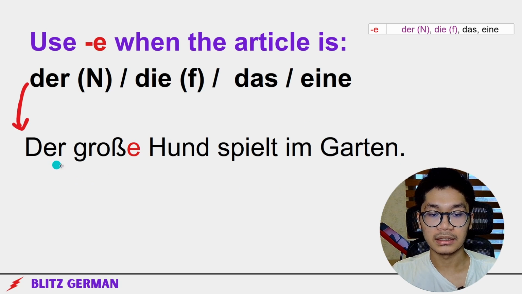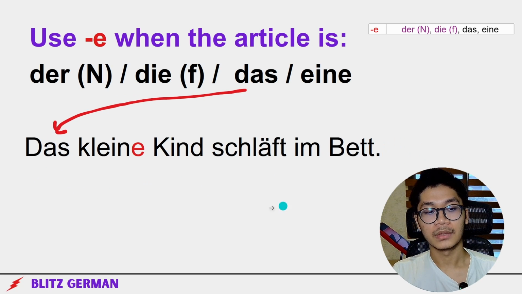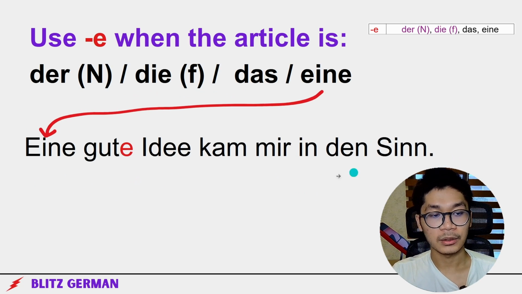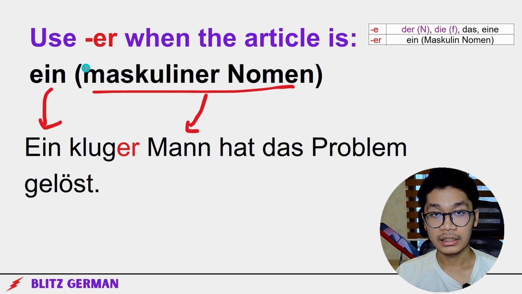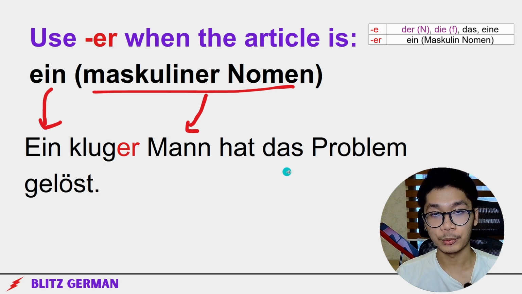Zum Beispiel, der große Hund spielt im Garten. Die schöne Blume blüht im Frühling. Das kleine Kind schläft im Bett. Eine gute Idee kam mir in den Sinn. When the article is ein and this ein belongs to a masculine noun, we use er as the Adjektivdeklination. For example, ein kluger Mann hat das Problem gelöst.